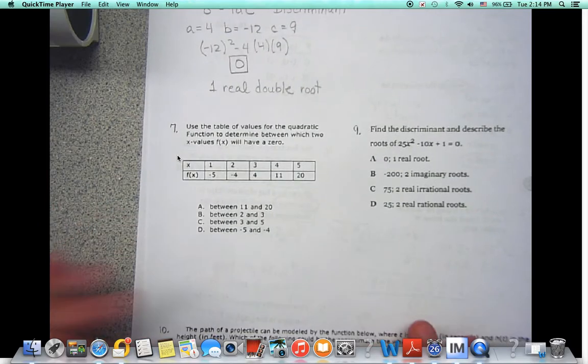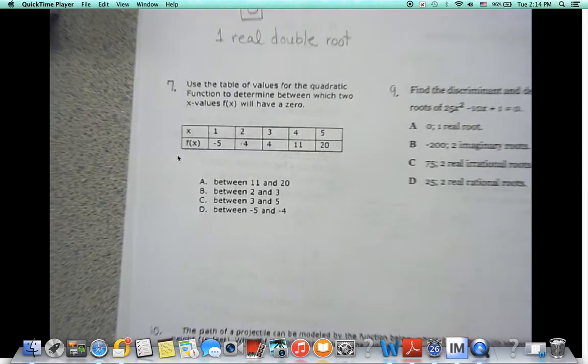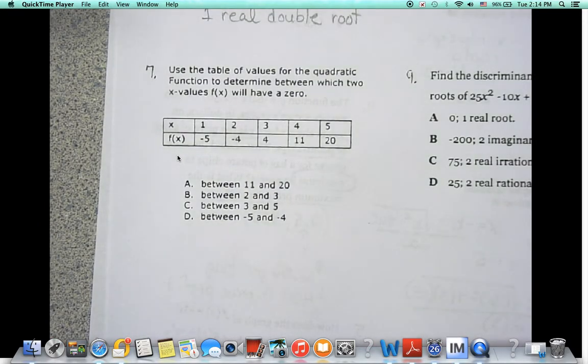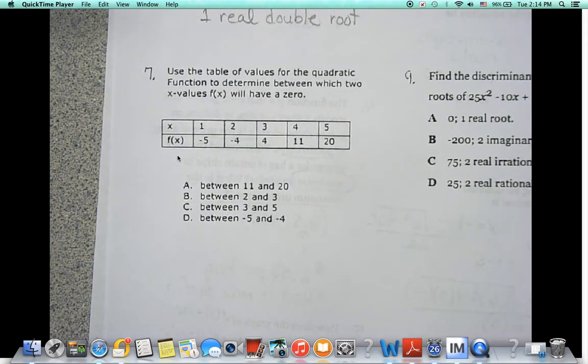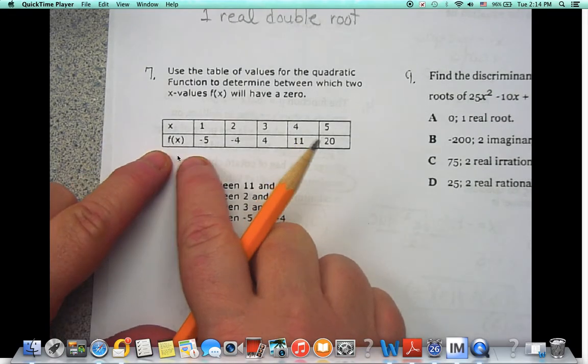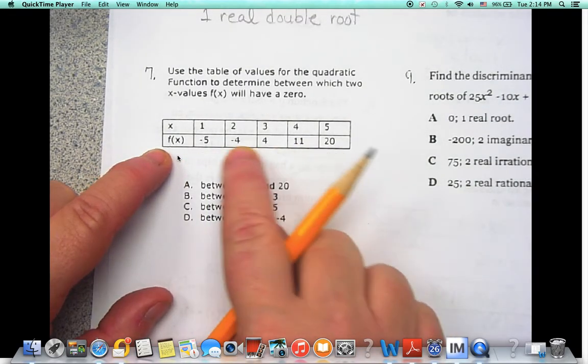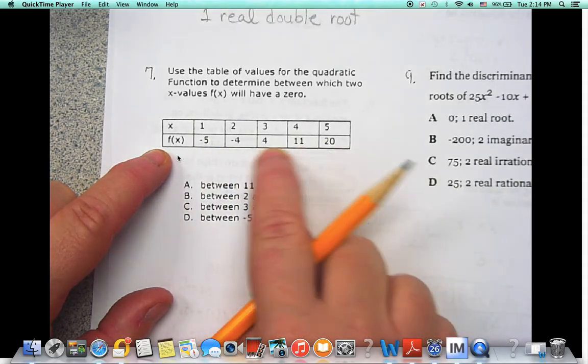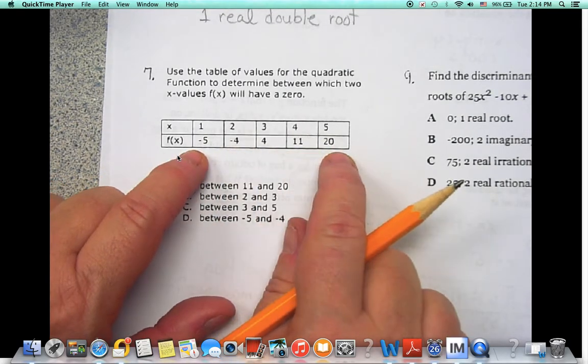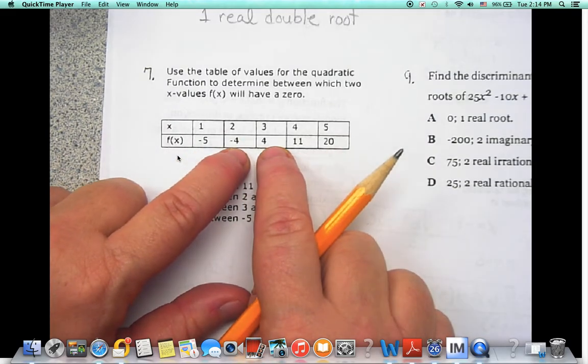Okay, let's look at 7. Use a table of values for the quadratic function to determine between which two x values f of x will have a 0. So let's look at f of x. We're trying to find a 0. Where do you think there's going to be a 0? Between what two numbers? Okay, right here. Why?